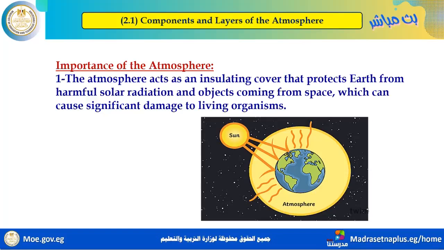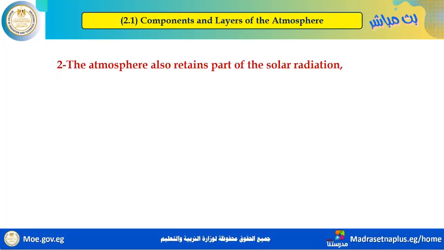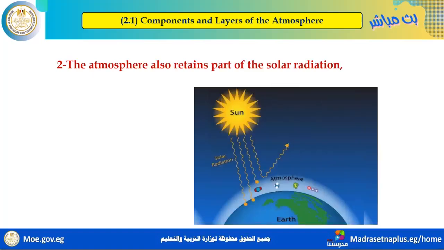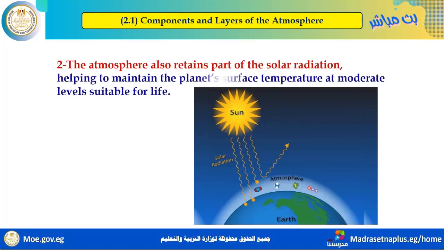So it is a protective shell. Next, the atmosphere also retains a part of solar radiation. It protects the Earth from the harmful part, but also retains a part, and this part has an important role. Why? A little amount of solar radiation enters the Earth, helping to maintain the planet's surface temperature at a moderate level suitable for life. It means we can live in a moderate environmental temperature, not hot, not cold.